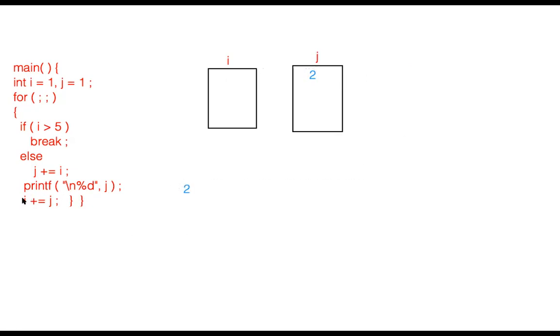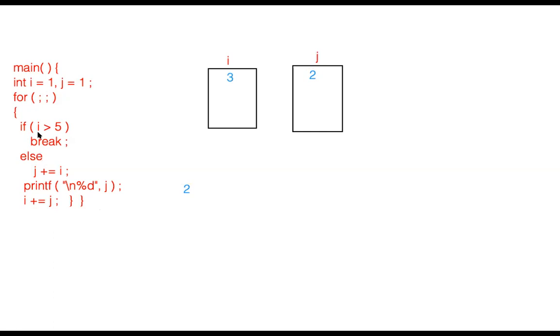Then after that i is equal to i plus j. The previous value of i is 1, so 1 plus 2, that is 3. So i becomes 3, the new value of i is 3. And here the first iteration of the loop is completed.